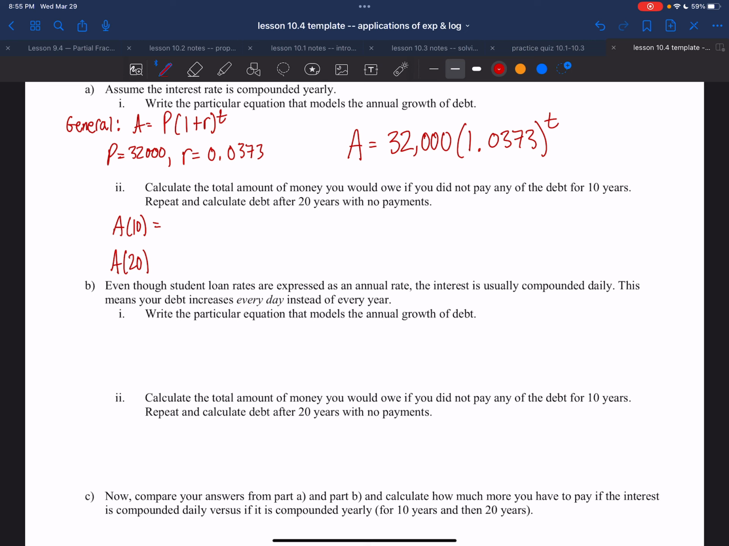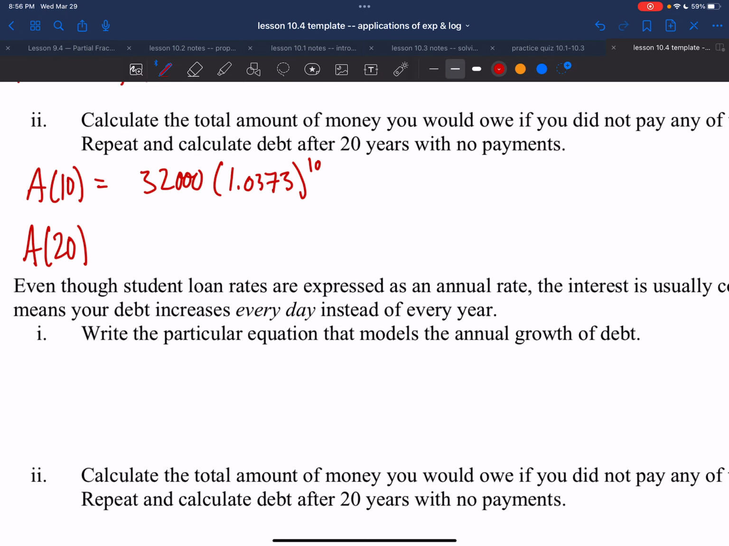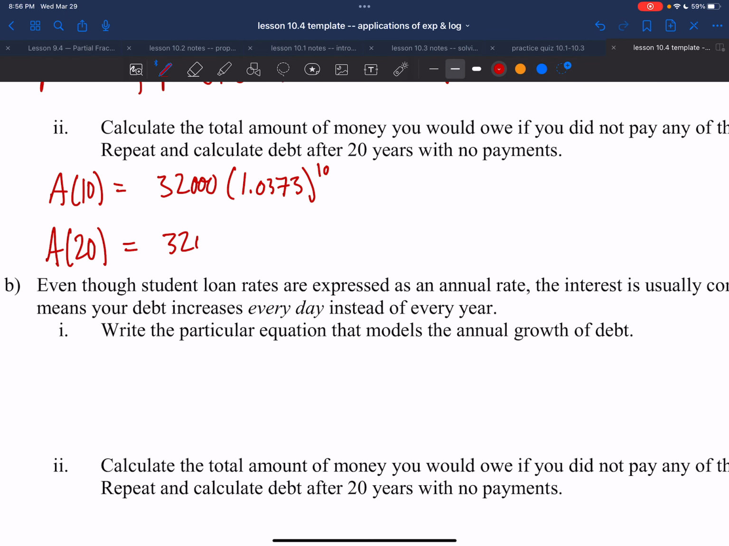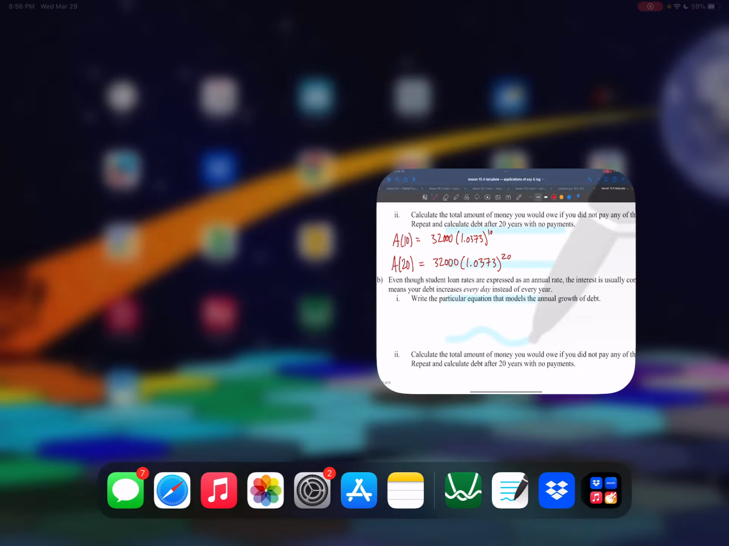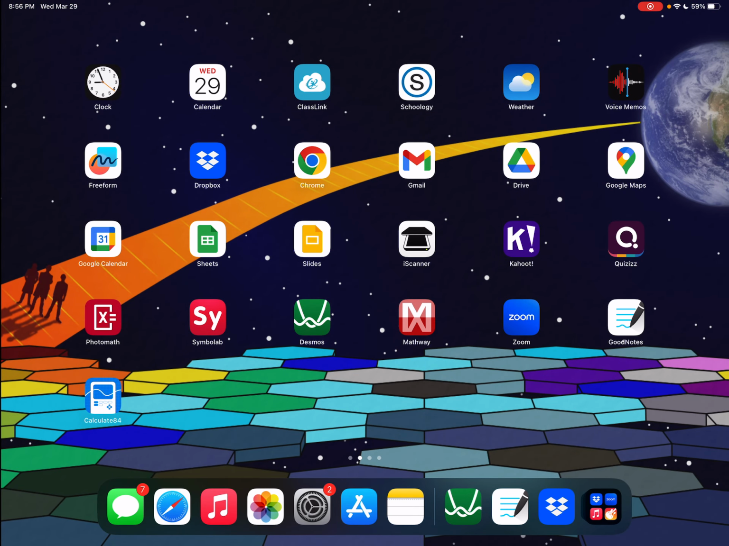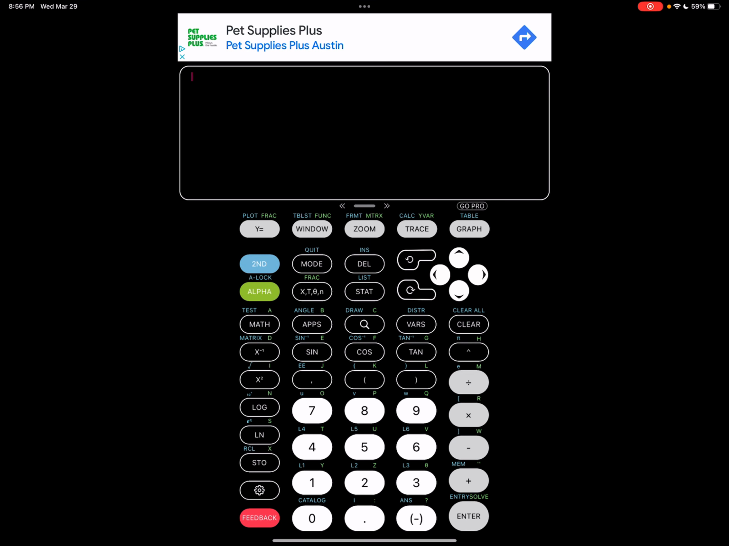Now, what A of 10 means is 32,000 times 1.0373 to the power of 10. And A of 20 means 32,000 times 1.0373 to the power of 20. Now, I'm going to go to a calculator real quick and plug these in. Where is my graph? There's my graphing calculator. Cool. And so, look, if you want to skip through this calculation, do that, okay? I'm taking it slow in this video. I'm just being leisurely.